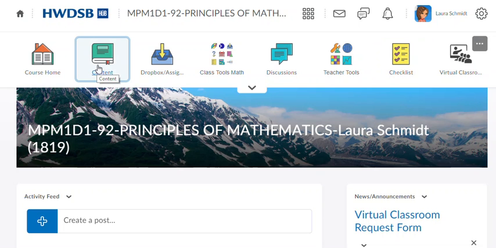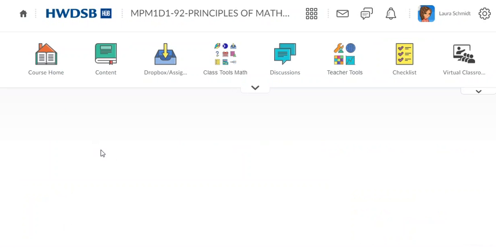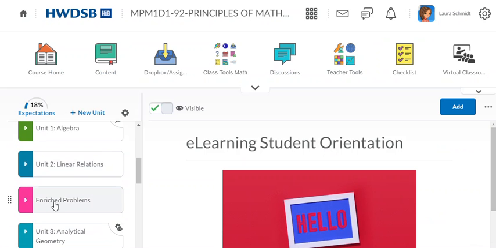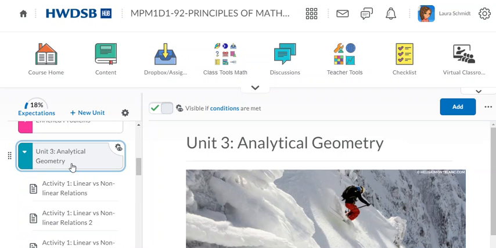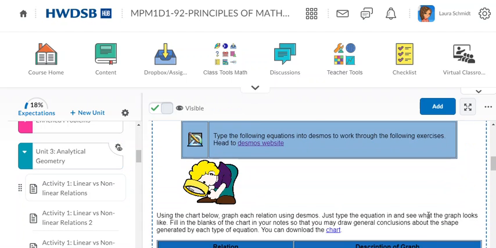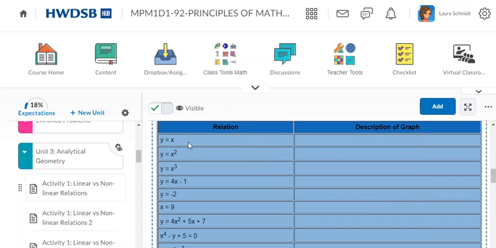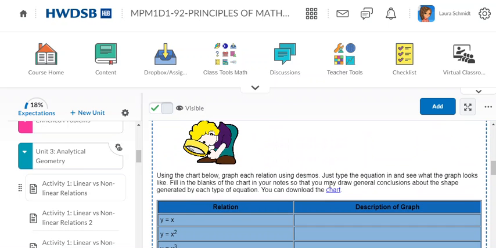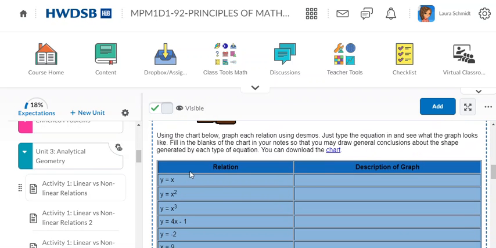Okay, so let's go into the content and check out Unit 3 real quick. Unit 3 is Analytic Geometry, and this unit is organized by activity. For Activity 1, your goal is to be able to distinguish between linear and nonlinear relations. The first one uses Desmos a bunch, and you're graphing all of these equations and saying what the graph looks like. You can download this chart if you're taking notes for this course, or just jot it on a piece of paper to see what you notice.